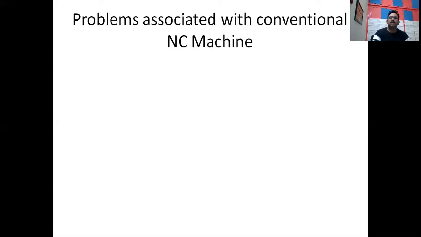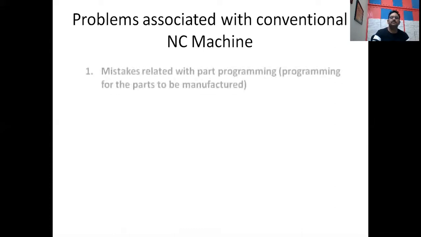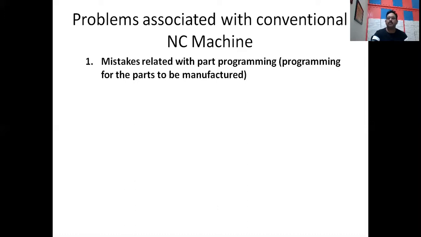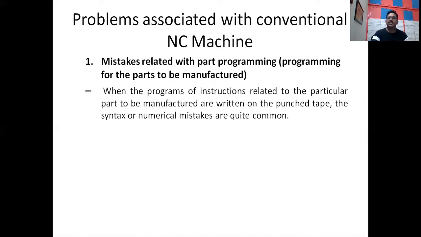Now, what are the problems associated with conventional NC machines? Mistakes related to the part programming. What happens? When the program of instructions related to the particular part to be manufactured is written on the punched tape, syntax and numerical mistakes are quite common. When we write a program, the machine has to read it, that means it will follow the syntax. If there are some numerical or syntax errors, for example, a semicolon is missing, or some letter is missing, or some space is missing, then it will be a syntax or numerical mistake.